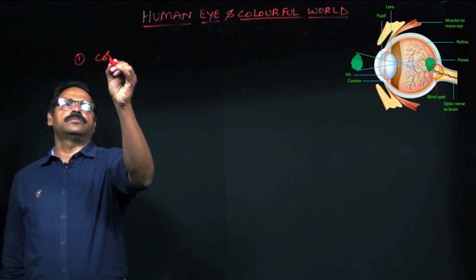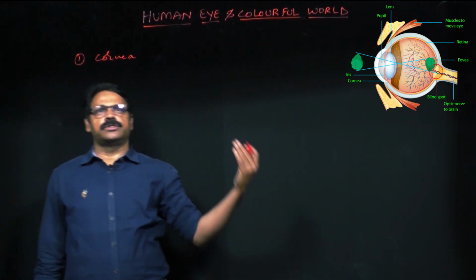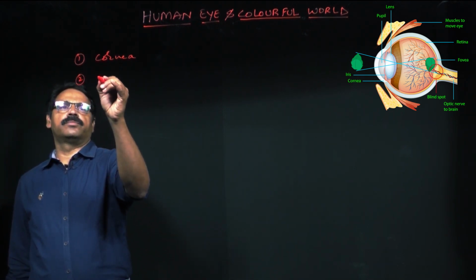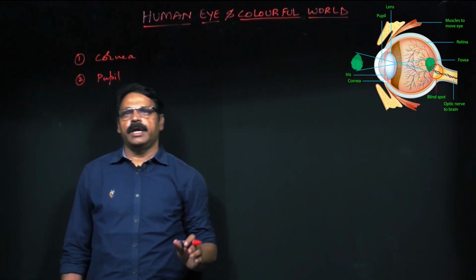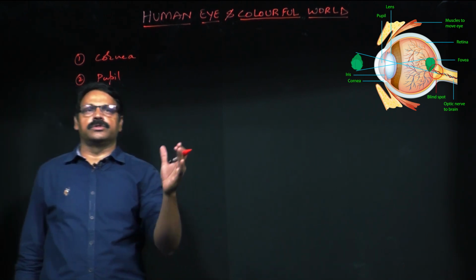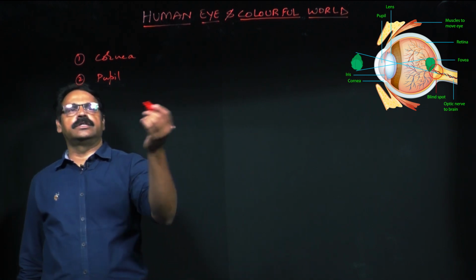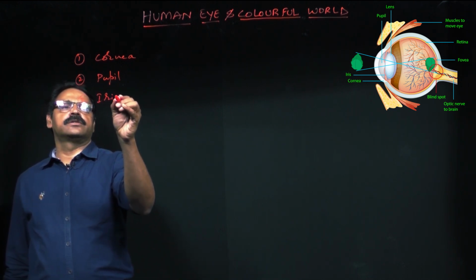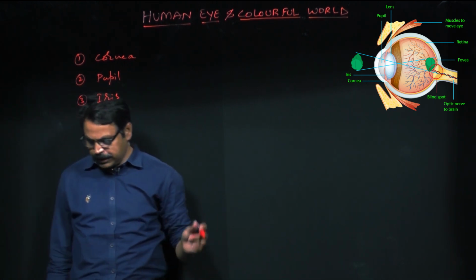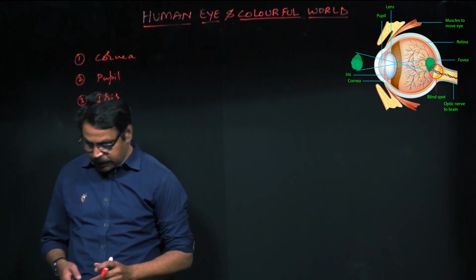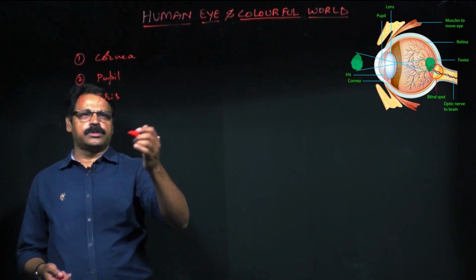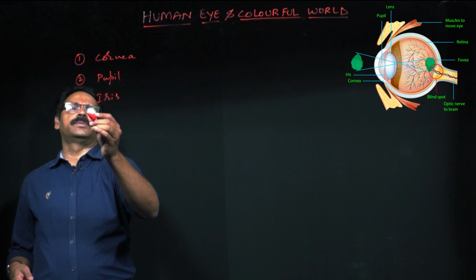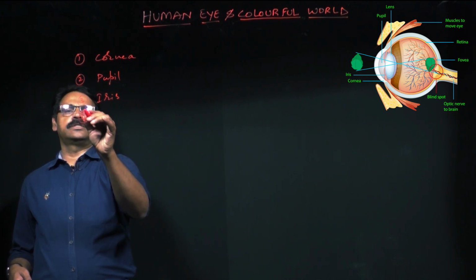As far as the parts are concerned, looking at the image, first you have the cornea. Cornea is what allows the light to enter into the eye. The second one is the pupil. Pupil controls the amount of light that enters, and the size of the pupil is controlled by the iris. So all these things we have already seen. Iris is a dark muscular diaphragm that controls the size of the pupil, and then behind the pupil you have the ciliary muscles.